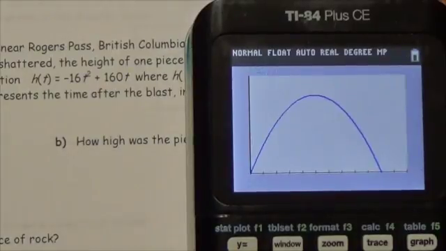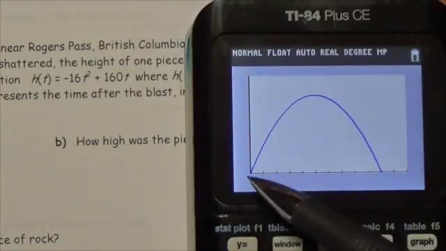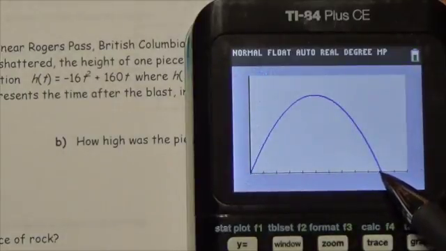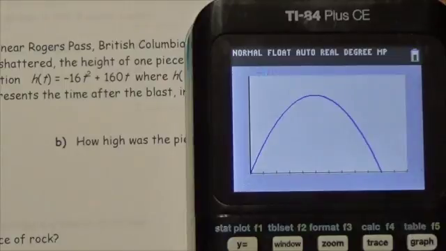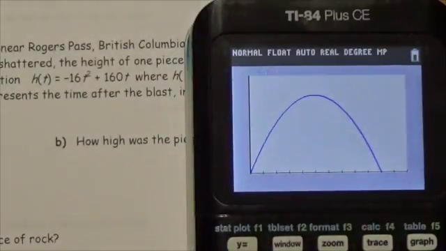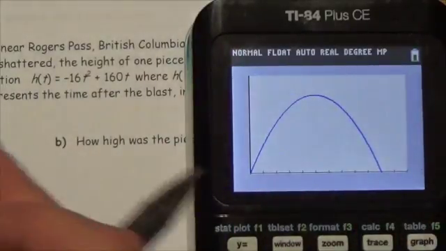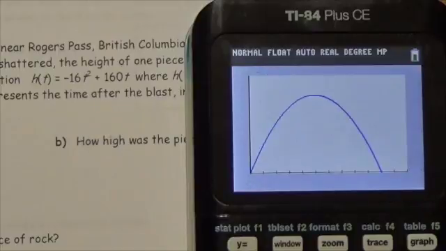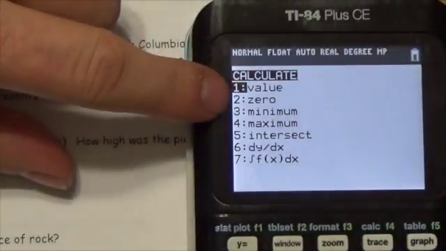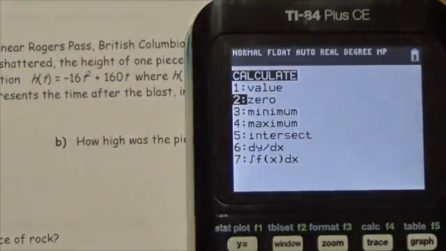Now the question was, how long was the piece of rock in the air? Well, it seems to start at the origin here, and when it hits that x-axis right there, we're assuming that is where it hits the ground. So if I can figure out what the x-axis is, that will likely tell me the time when it hits the ground, and that will represent the amount of time it has been in the air. So second calc to get us into the calculation menu, and we're going to be looking for the 0 of that function. Where it hits the x-axis is called a 0.